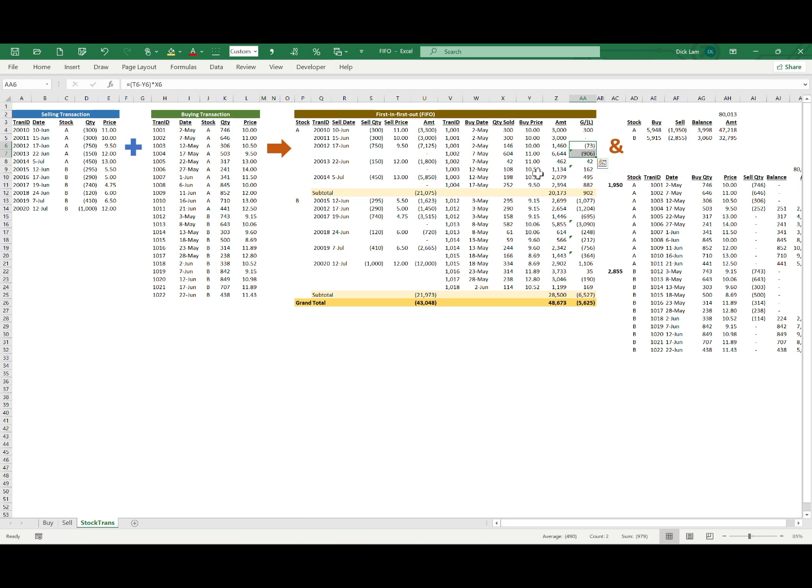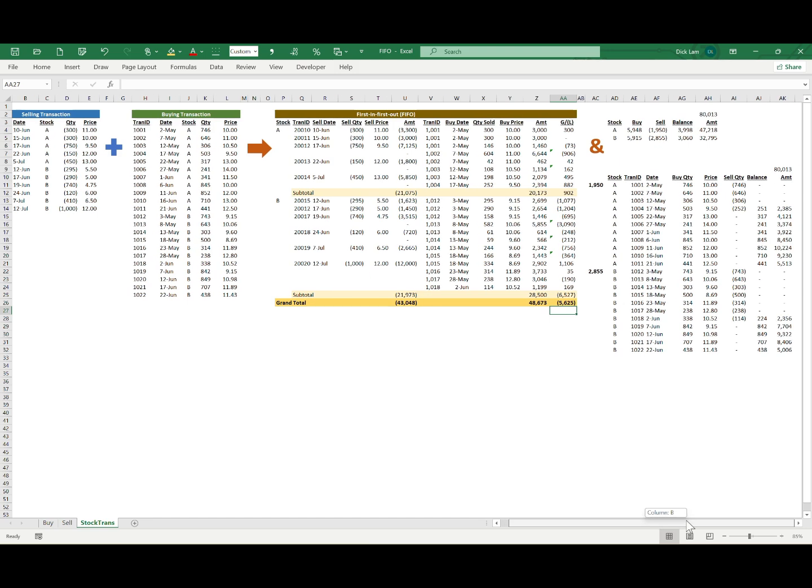For the remaining two sales transactions of stock A and the sales transactions of stock B, we have the subtotal for each stock. For stock A, the profit is 902. For stock B, the subtotal profit or loss, this time a loss, is around 6,500. Altogether, we have the grand total, 5.6 thousand loss.